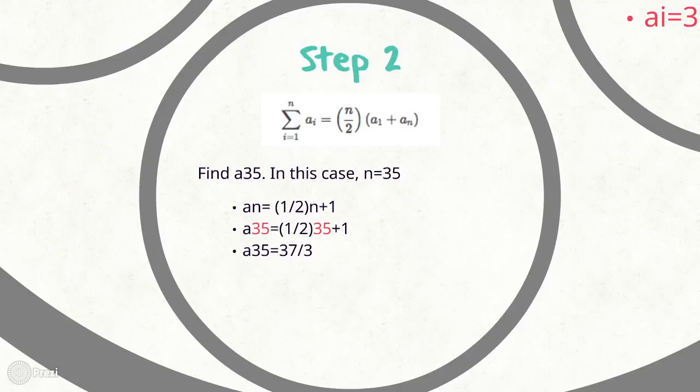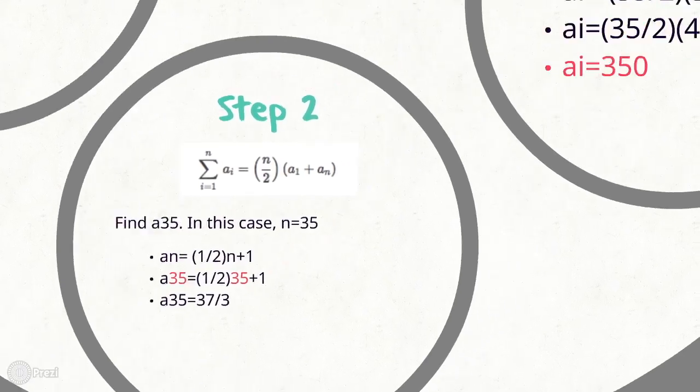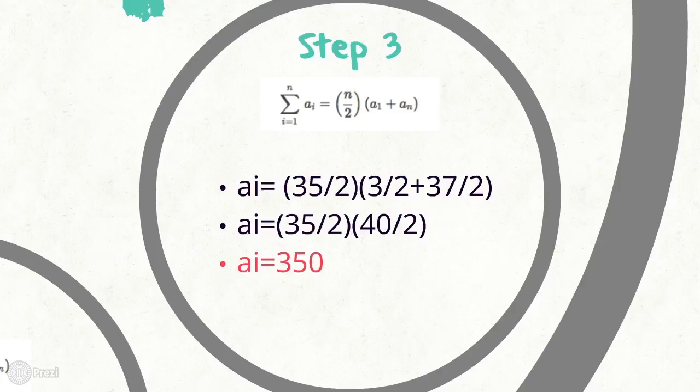For the second step, you're going to find a35. Remember that n is going to be the last term of the series, so in this case it's 35. We insert it into that little formula they gave us to solve it, and in the end, after solving and simplifying, we get that number.